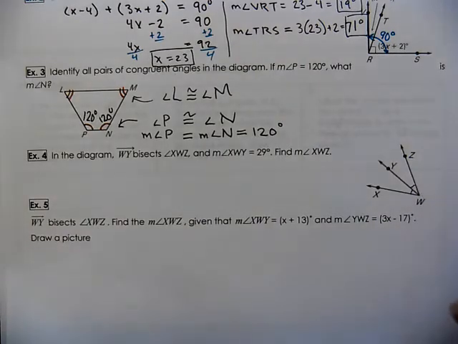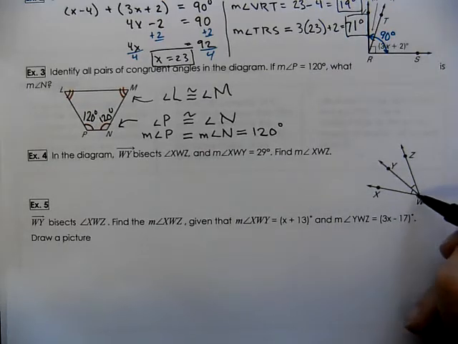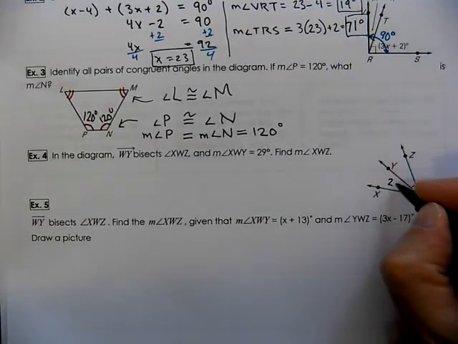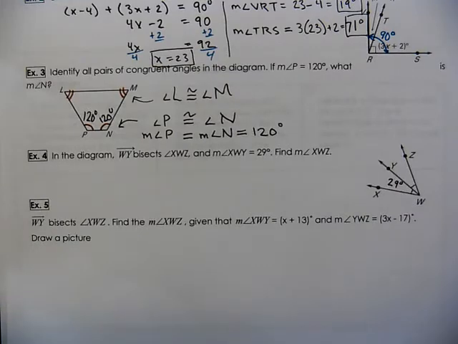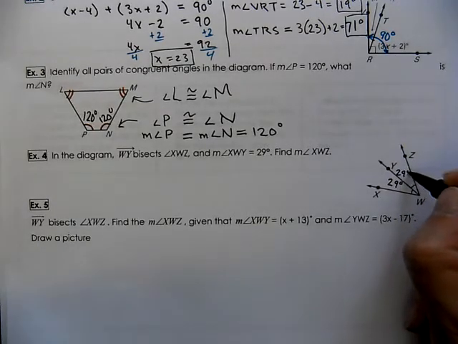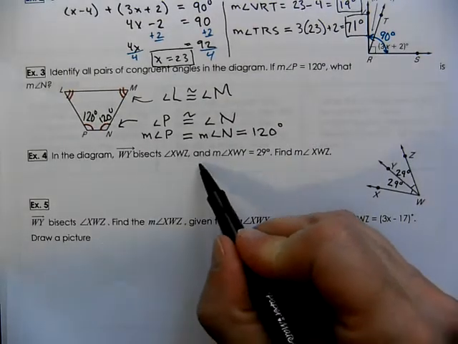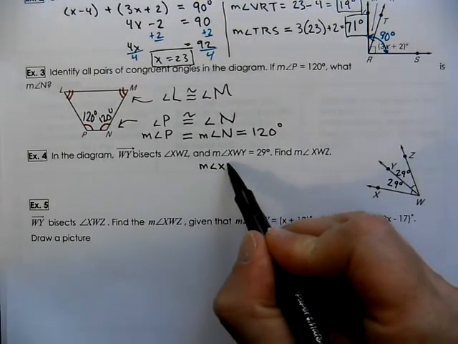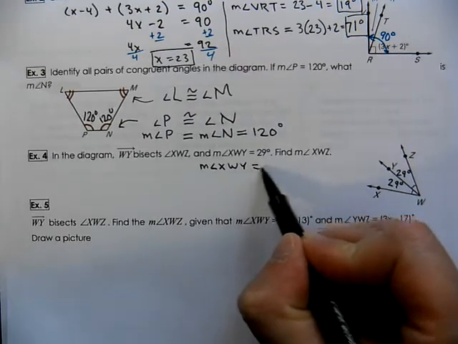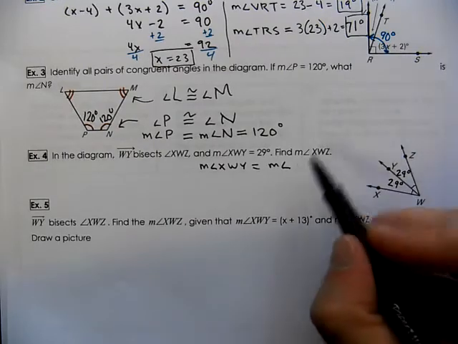Here we can start off by saying, if the measure of angle XWY is 29 degrees, well then how big is angle YWZ? It has to be the same size. That's also 29 degrees. So in one sense, we're really starting with the idea that the measure of angle XWY equals the measure of angle YWZ.